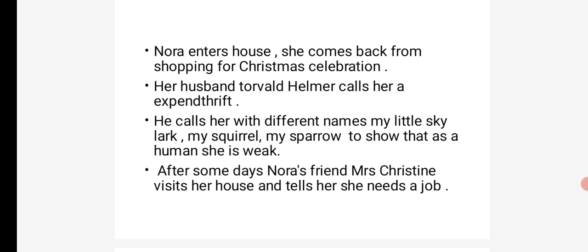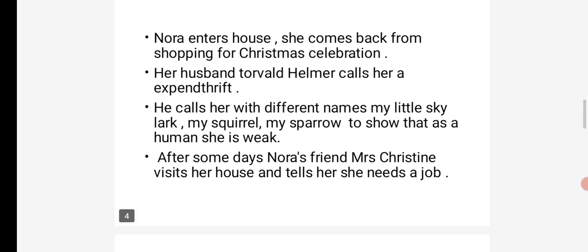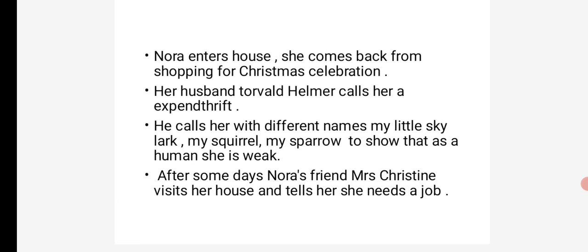And her husband was there. Her husband Torvald Helmer calls her a spendthrift because Nora spends a lot of money. He calls her by different names, my little skylark, my squirrel, my sparrow, to show that she is weak. We can see that in the 19th century society in which this play was written by Henrik Ibsen, women were considered weak and men were considered strong and dominant.